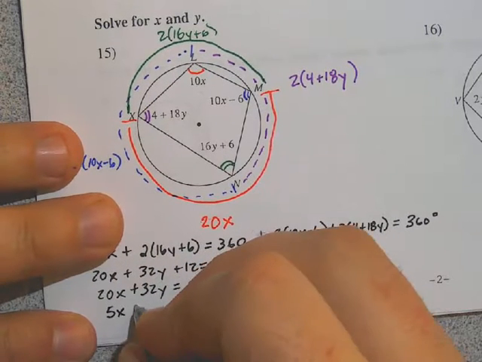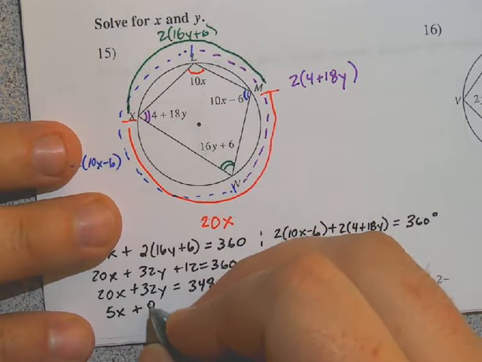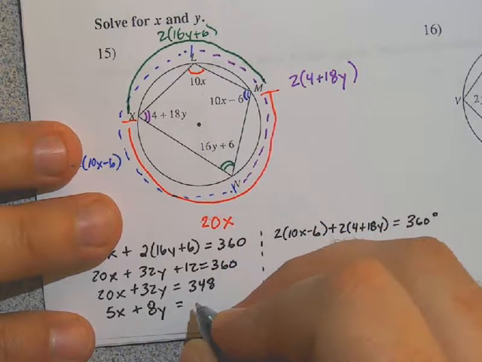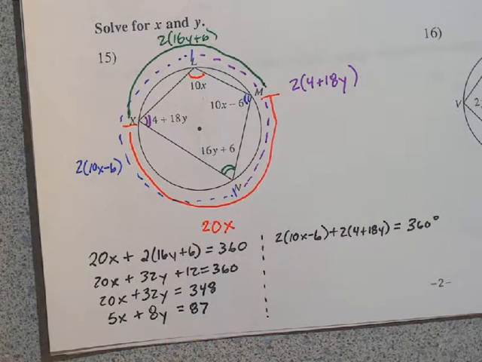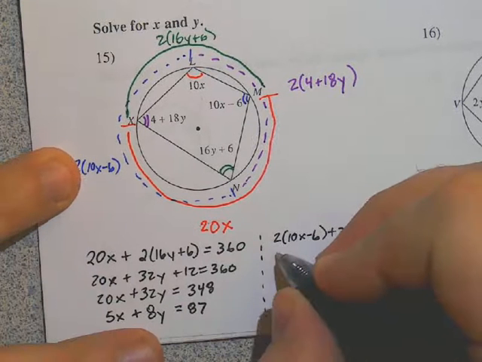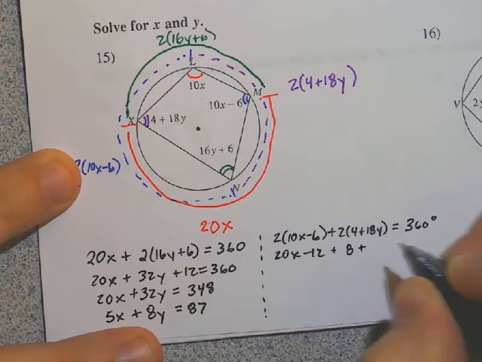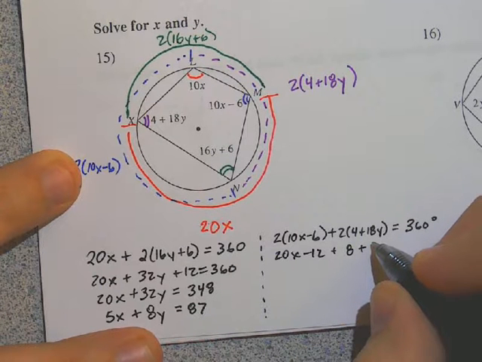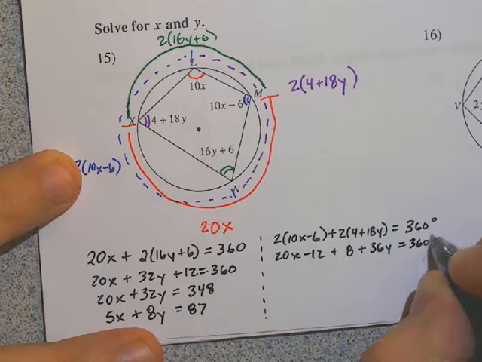I'm going to say, look, 348 divided by 4 goes 87. Okay. So I can say that this is going to be 5x plus 4 times 8y equals 87. That's going to at least make this a little simpler for me.